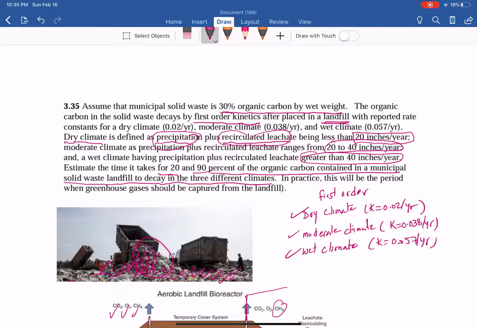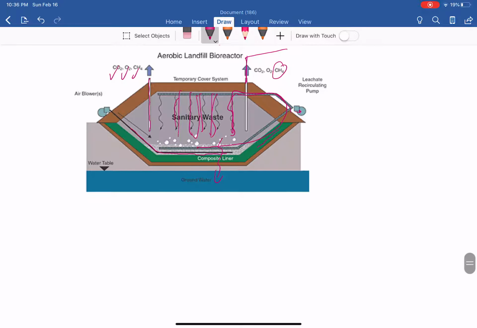You know the equation for the first order. Since we are dealing with the first order, remember the first equation: C at any time t is equal to C naught e to the power minus kt. Now, for 20%, I'll do the equation here again: Ct is equal to C naught e to the power minus kt.